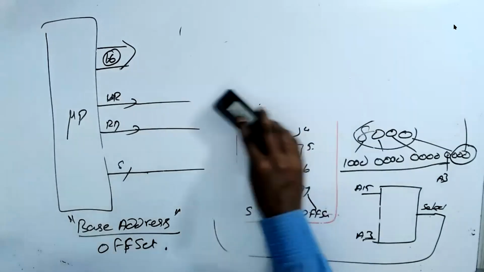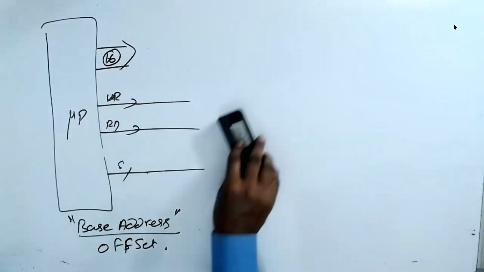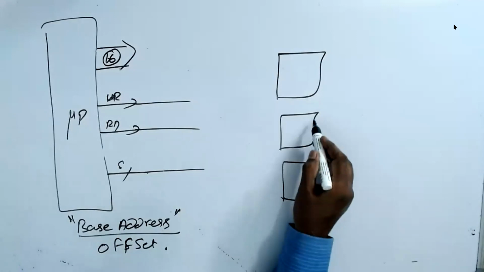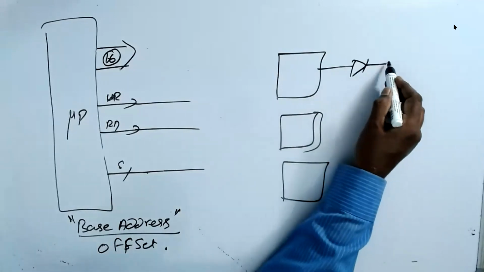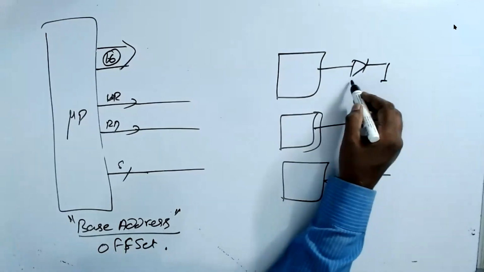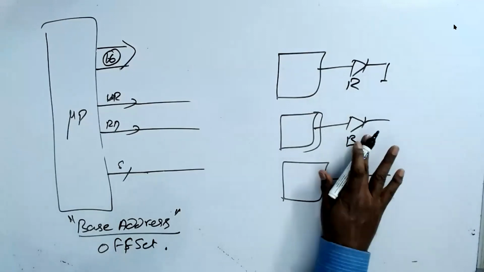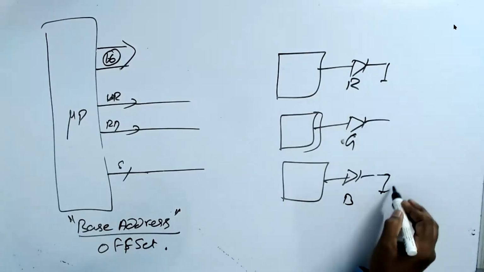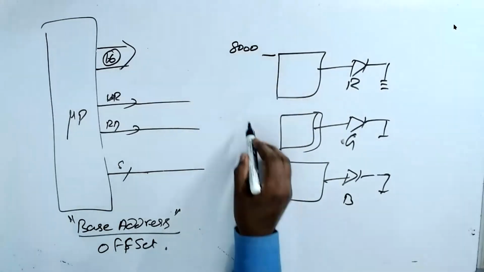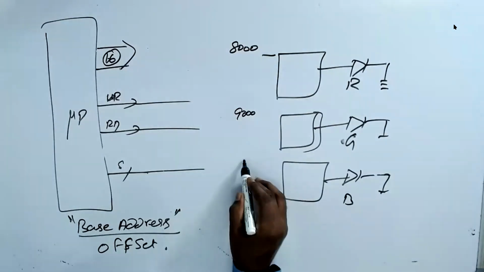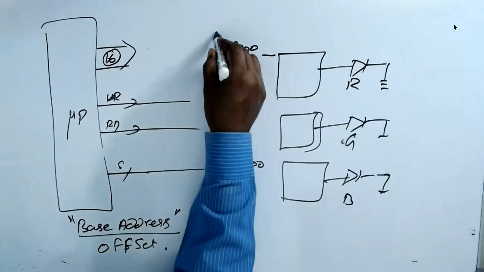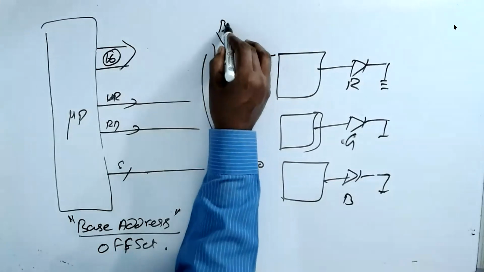For example, see here, I have 1, 2, 3 LED controllers. 1 LED connected here. 1 LED connected here. 1 LED connected here. Understand? So there are 3 LEDs. This is red. This is blue. So green and blue. Now this guy's base address is 8,000. This guy's base address is 9,000. This guy's base address is 7,000. Assuming. Now these are all called base address.